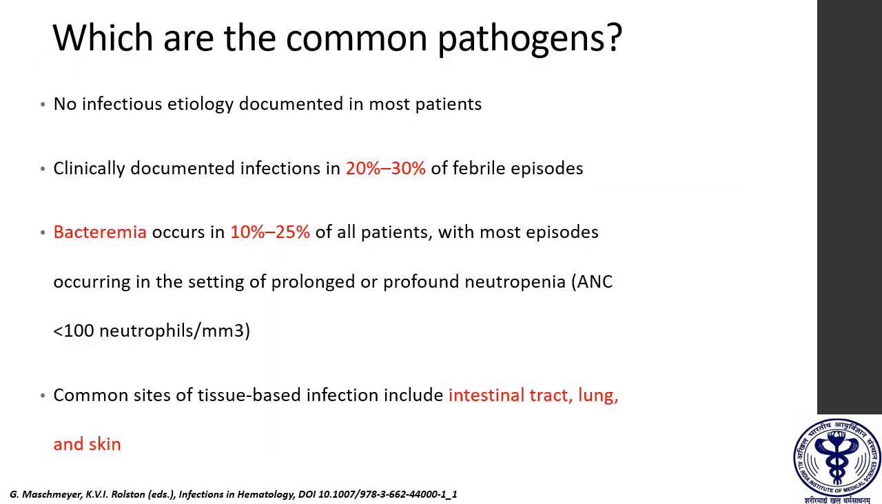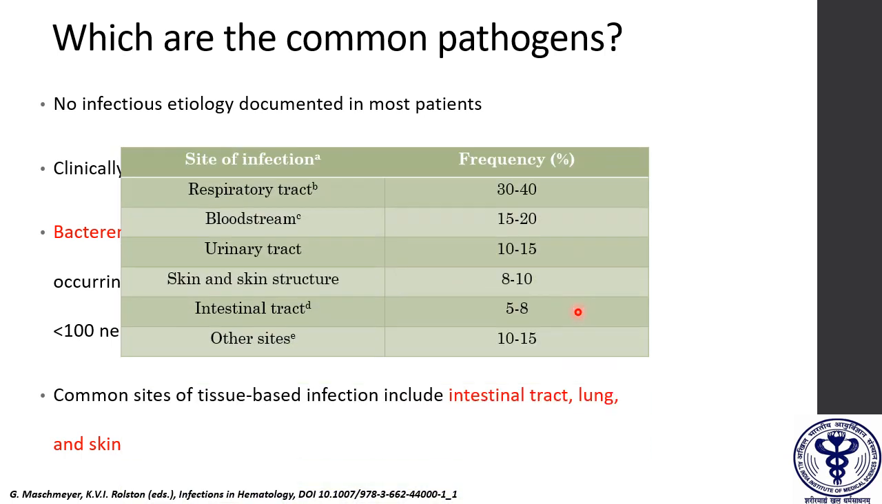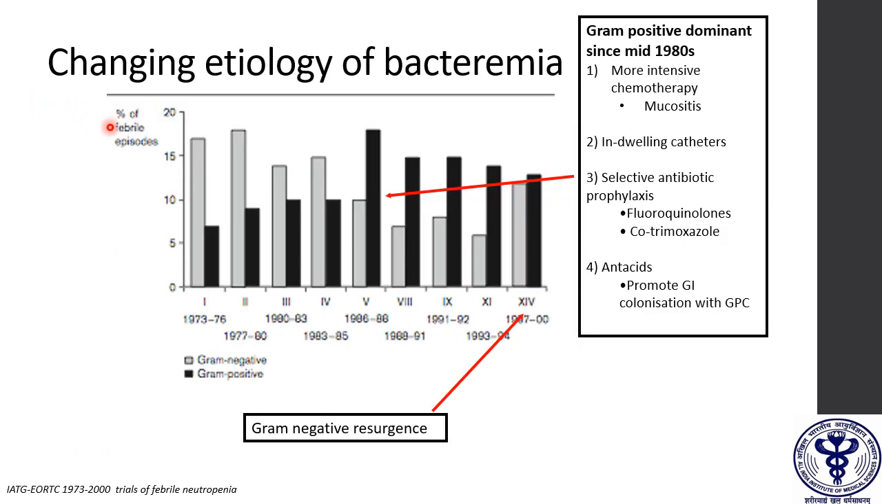But the issue remains that no infectious etiology is documented in most patients. Only in 20 to 30% of patients do we have an offending organism. Bacteria is seen in 10 to 25% of patients, and the common sites of infection are given here in order of frequency. Here we shall discuss the changing etiology of bacteremia.